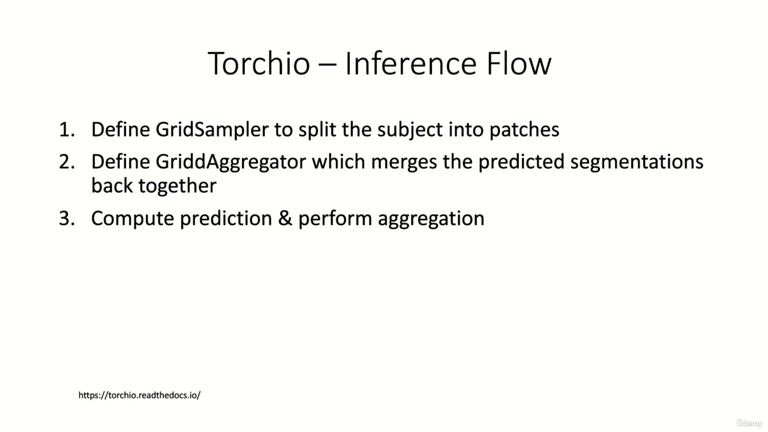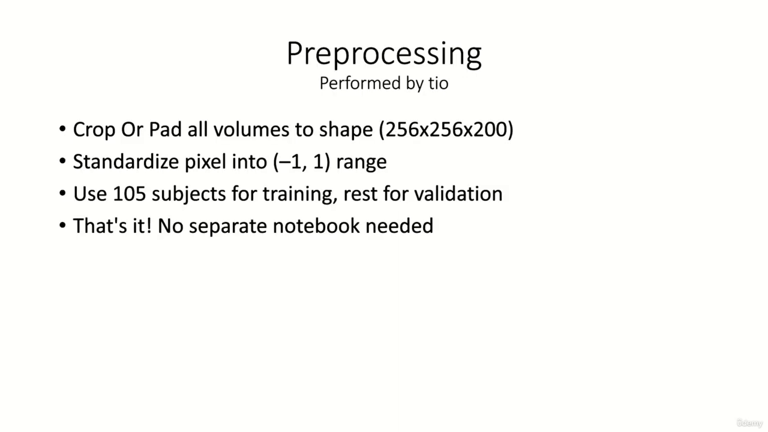Alright, so much for the introduction to 3-dimensional imaging. Let's go back to the task of liver and liver tumor segmentation. We perform the following pre-processing steps directly with the help of TorchIO. No separate pre-processing notebook is needed.